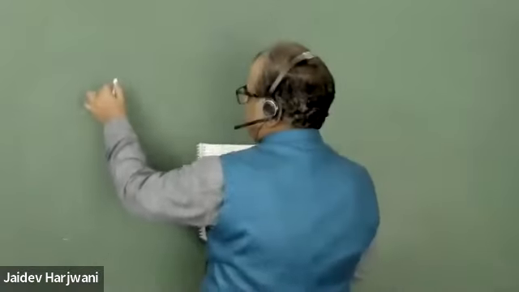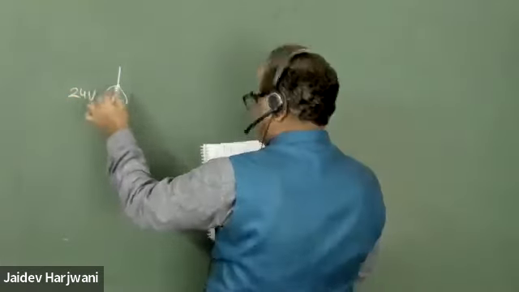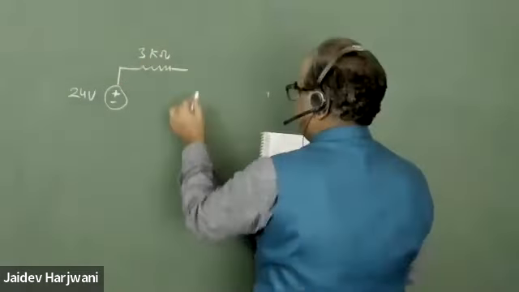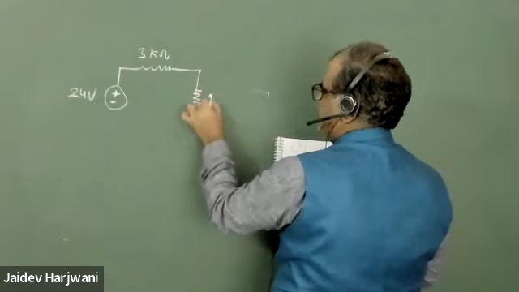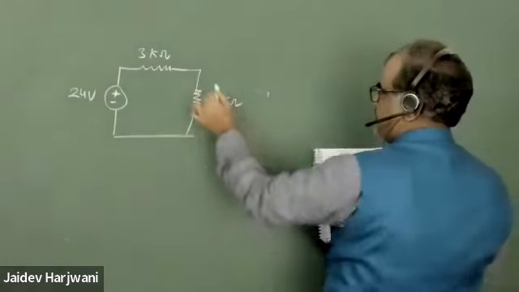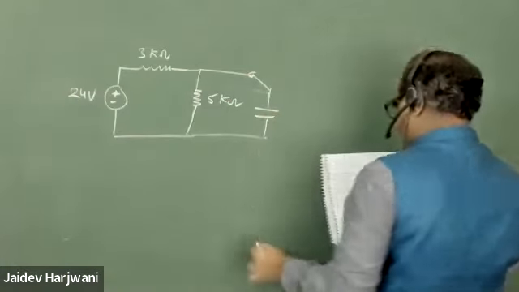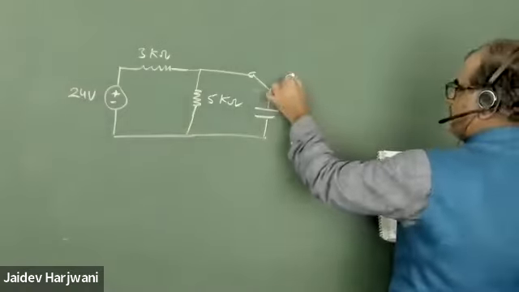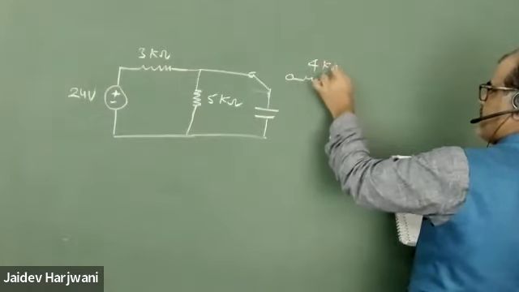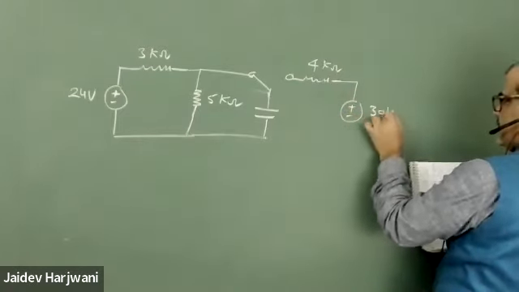Say I have a circuit with a 24 volt source. Here we have a 3 kilo ohm resistance, then a 5 kilo ohm resistance, and then a capacitor. This type of question once came in exam also, a step response of RC circuit. Then this is your 4 kilo ohm, and then you have this 30 volt source.